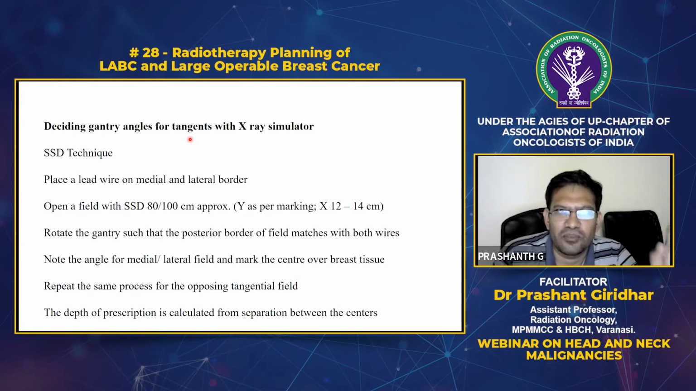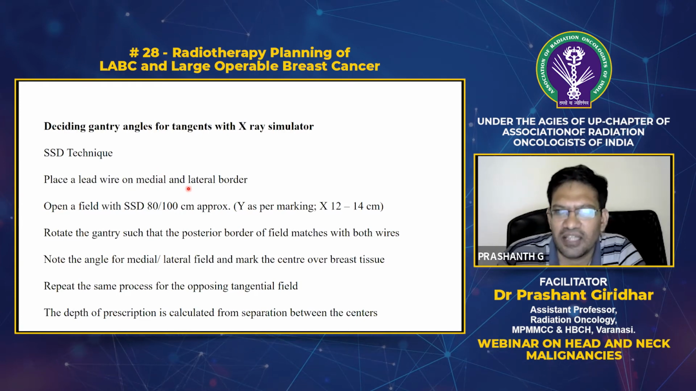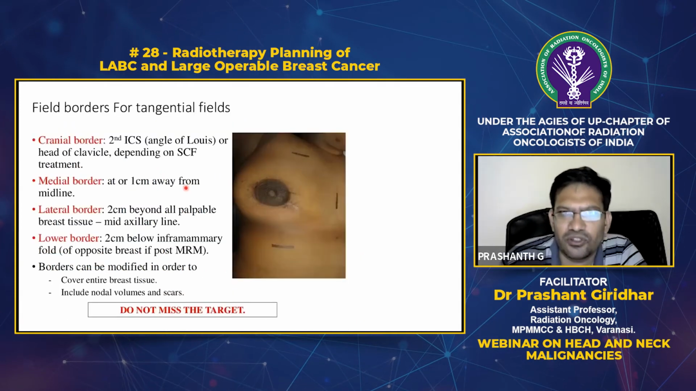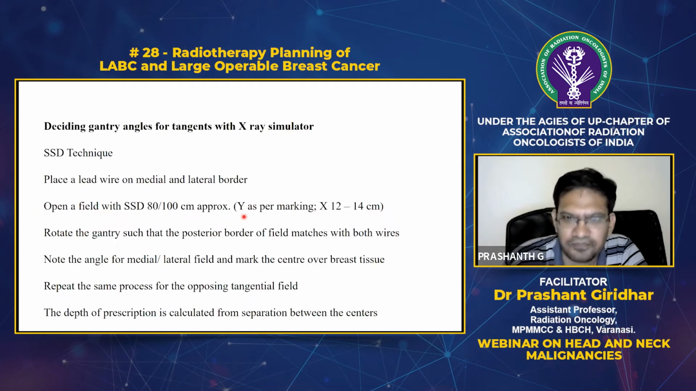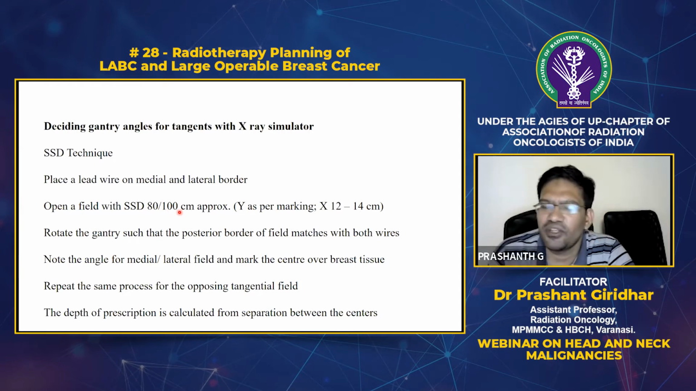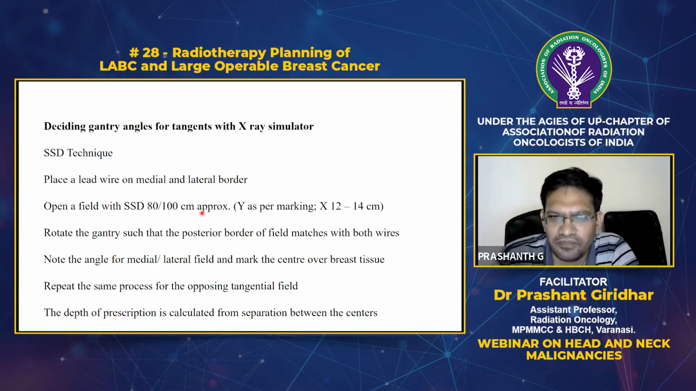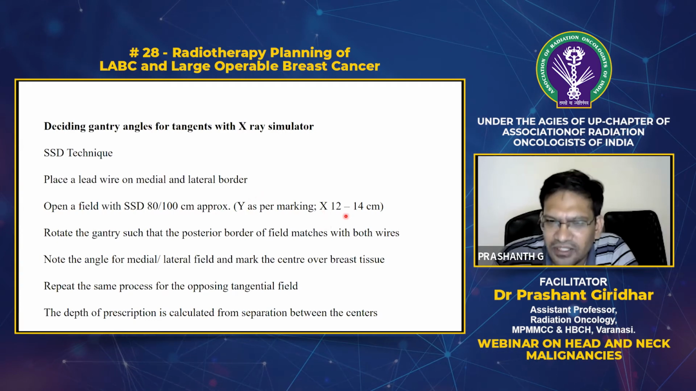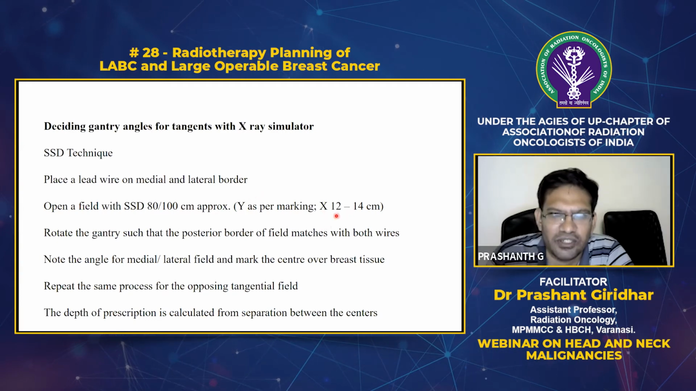Once the patient has been marked with these borders, you place a lead wire on the medial and the lateral border. So you place a lead wire here and a lead wire in the mid axillary line. Then you open a field with an SSD, surface to source distance, of 80 centimeters or 100 centimeters, depending on what type of X-ray simulator you have. And the Y field is opened as per marking, and the X field is usually between 12 to 14 centimeters.